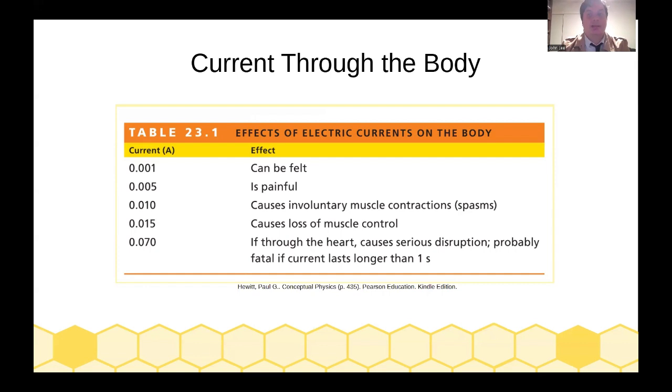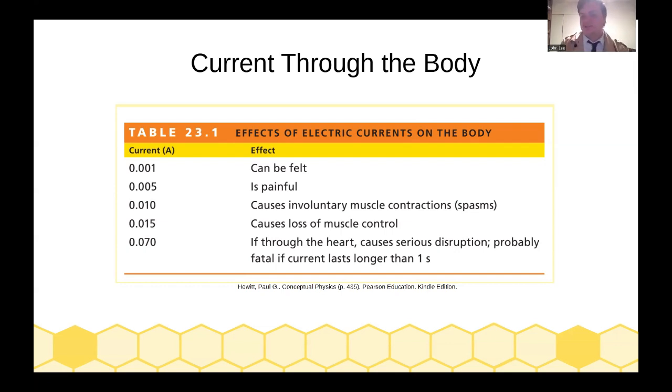The current through the body has different effects depending on the current that passes through. For about 0.001 amperes or 1 milliampere, the effect can be felt, but about 70 milliamperes will cause serious disruption, probably fatal if the current lasts longer than 1 second.